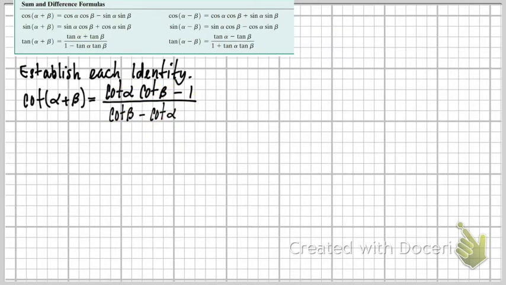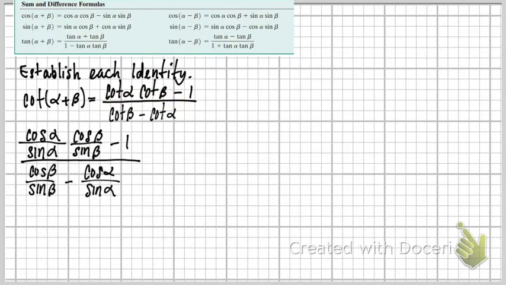Because remember, with identities, we start from one side, and using algebra, substitution, and identities, you make it look like the other side. So that's what we're going to do. And we're going to start with the right side here because it looks more complicated.